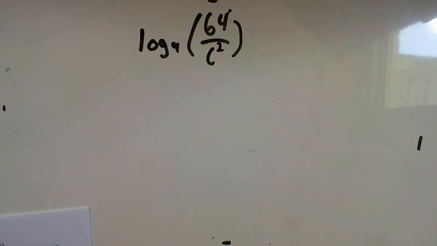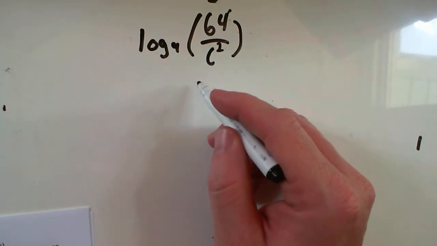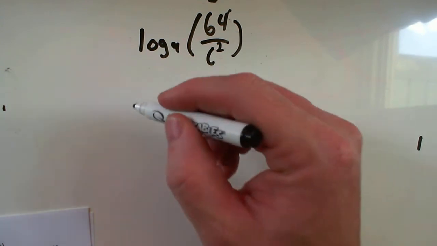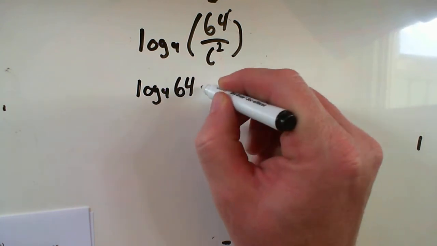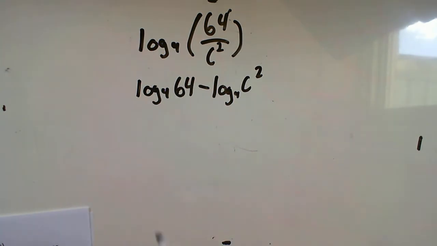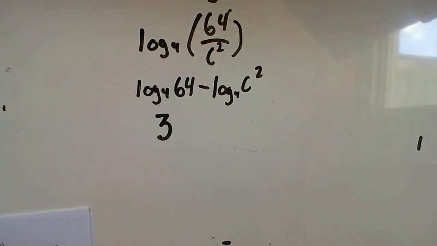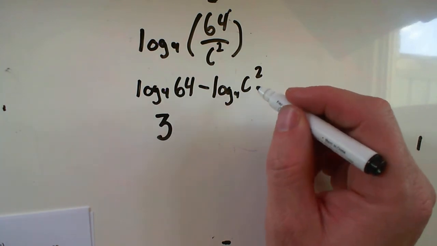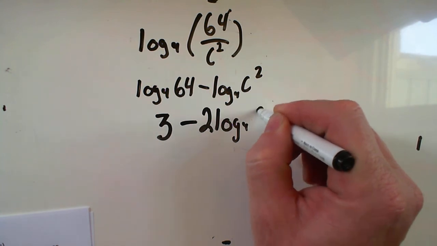Next, we have log base 4 of 64 divided by c squared. In this problem, we're going to use the difference of two logarithms, so the quotient becomes a difference. We break this down as log base 4 of 64 minus log base 4 of c squared. 4 to what power gives us 64? 4 to the third power gives us 64, minus, we move the 2 down, so that would be 2 log base 4 of c.